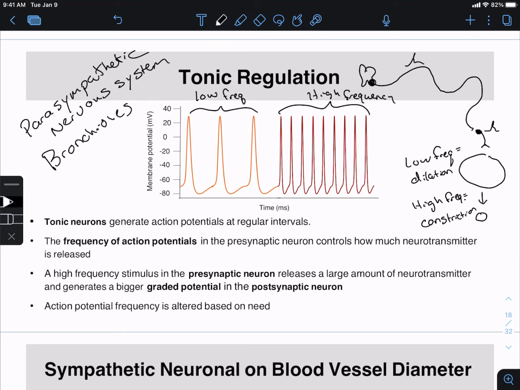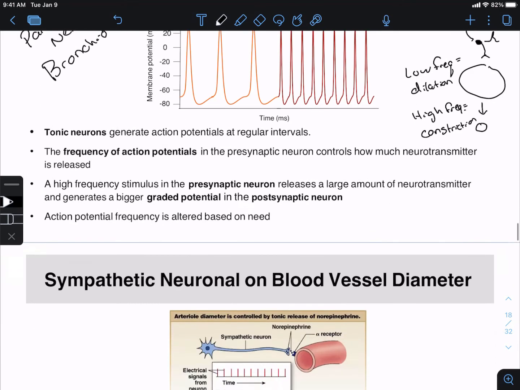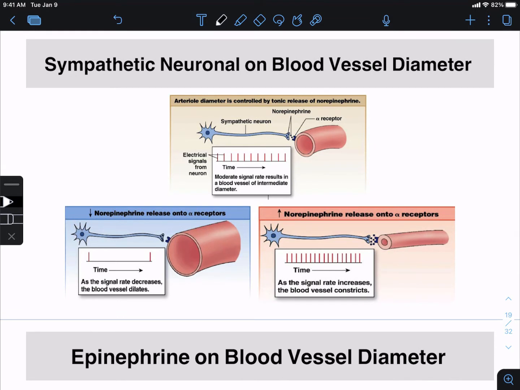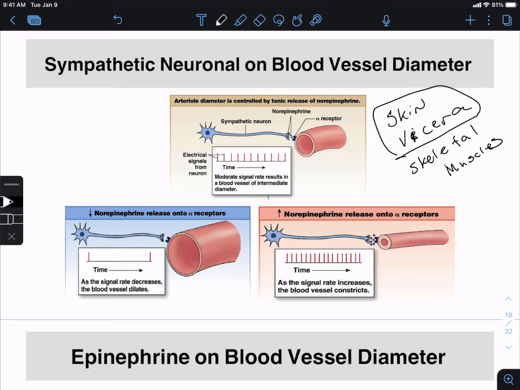So we've got tonic control of the bronchioles in the parasympathetic nervous system. We also see the same thing by the sympathetic nervous system in the blood vessels of the skin and the viscera. And actually the blood vessels that are also going through the skeletal muscles. Let's mention those too, because those are going to be important. But more skin and viscera, I want you to focus on that when it comes to blood pressure. We'll talk about that more when we actually hit the cardiovascular system, but remember this.